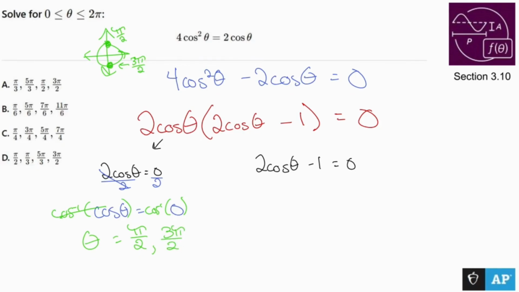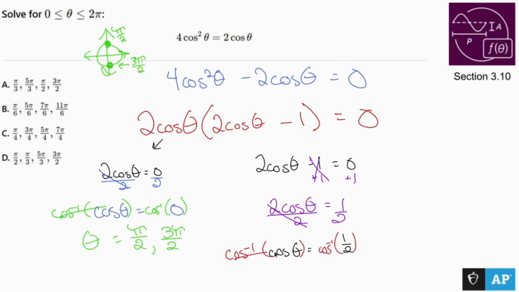Oh, I ain't done yet. Because over here, we're going to add 1, and solve for this one individually. So that's 2 cos theta equals 1. Divide everything by 2, and you get cos theta equals 1/2. Let's inverse cosine both sides. Theta now equals the inverse cosine of 1/2.